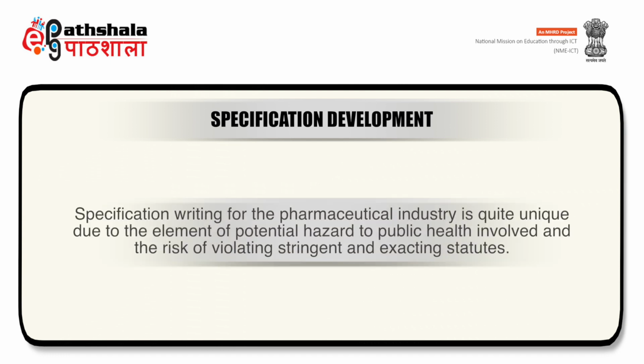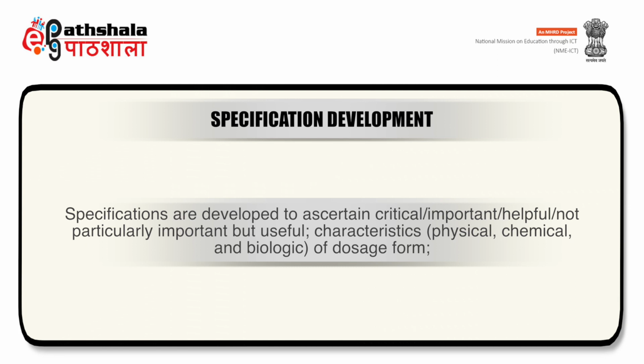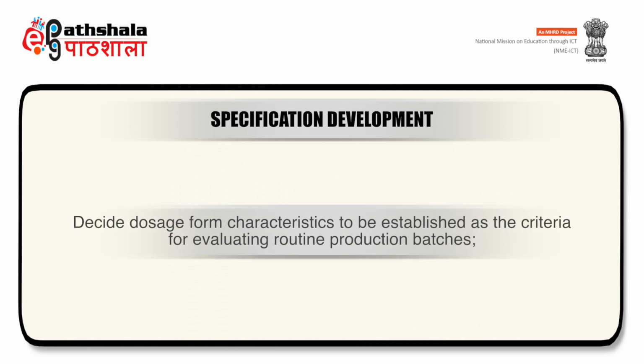Specification writing for the pharma industry is quite unique due to the element of potential hazard to public health involved and the risk of violating stringent and exacting statutes. Specifications are developed to ascertain critical, important, helpful, not particularly important but useful characteristics of the dosage form. These decide dosage form characteristics to be established as the criteria for evaluating routine production batches.